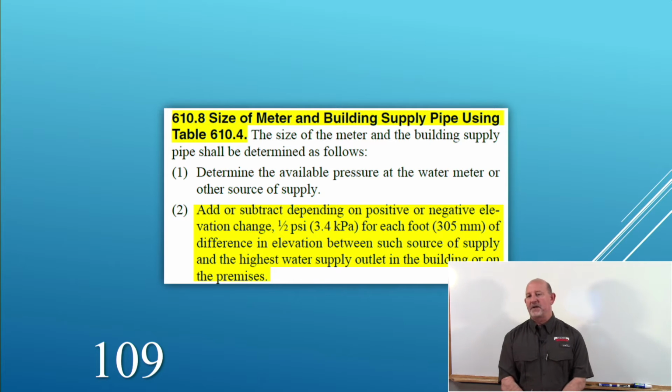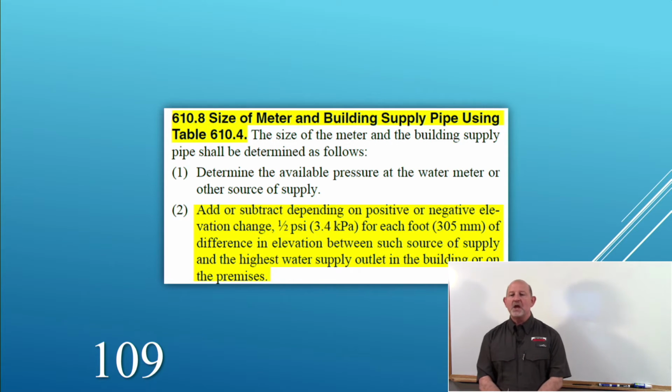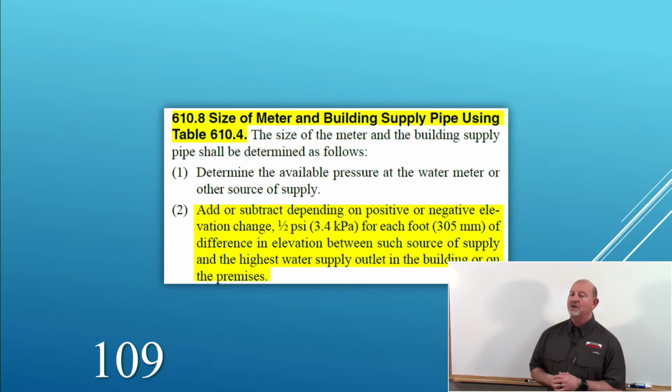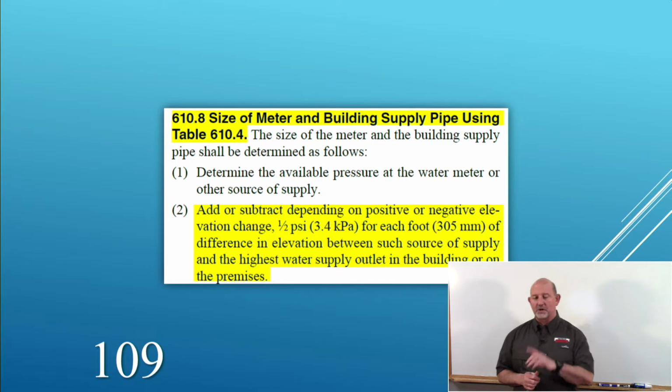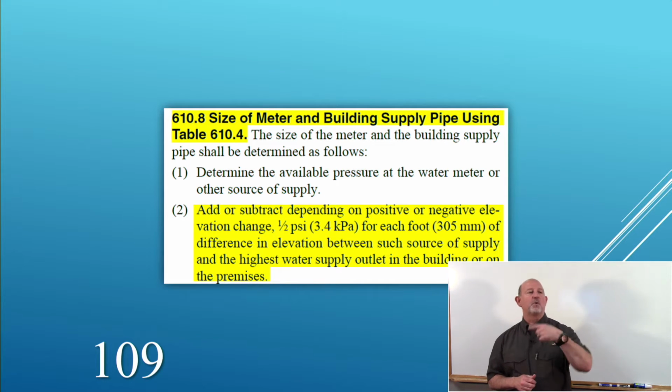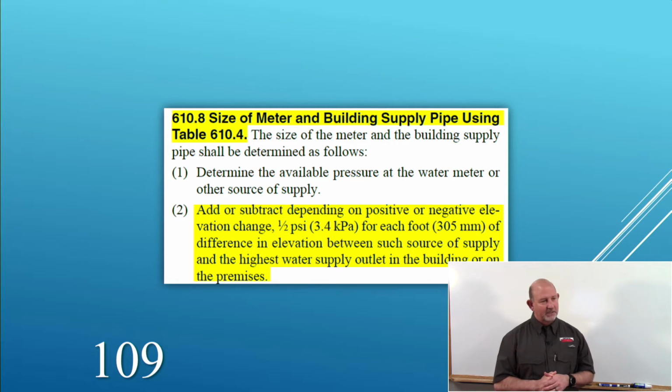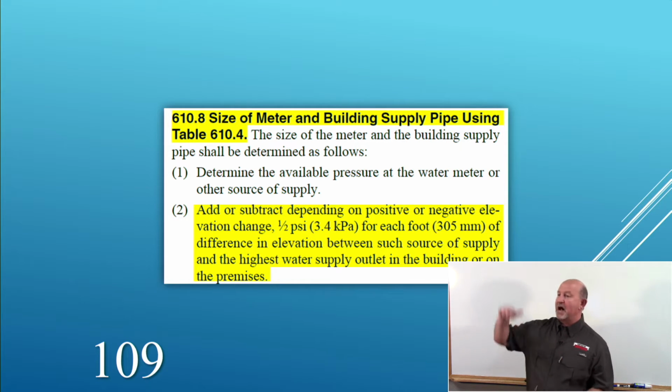Add or subtract, depending on a positive or negative elevation change, 1/2 psi for each foot of difference in elevation between source of supply and the highest water supply outlet in the building or on the premises. So again, this goes along with number 3 from the 610.7. It says we got to, from the meter to the highest fixture.